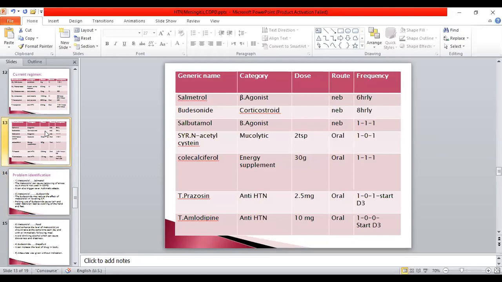Is it correct? Two tablespoons BD. How much is it, 2 tablespoons? N-acetylcysteine is syrup, no? It's syrup only. It's okay, I think. N-acetylcysteine also comes as 650 mg actually. Here, this is syrup. I'm not sure, like liquid. I mean, in syrup, how much is the dosage strength?